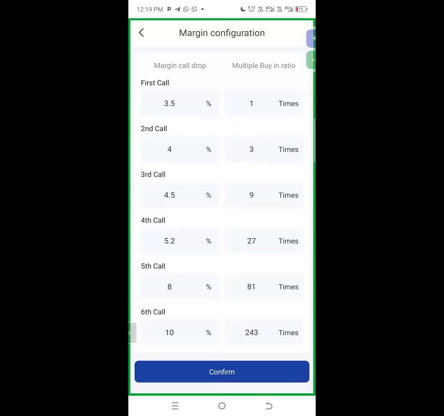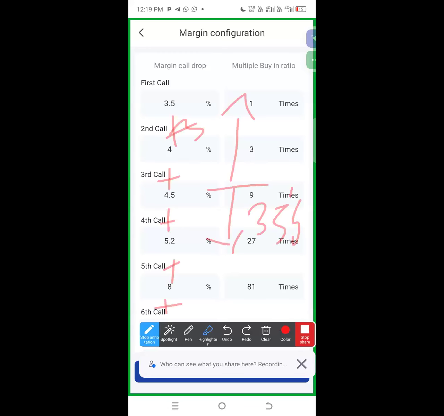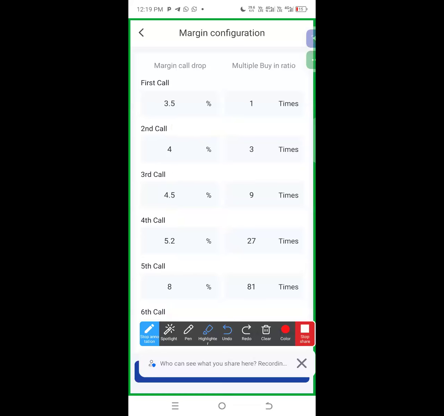So the first one was 3.5, plus 0.5 is what gives you 4, plus 0.5 is what gives you 4.5. Right? So from the first to the fourth call, it was using an interval of 0.5. I don't know if you get it. If you study this trend, this was an addition of 0.5, that gave you 4, plus 0.5 gives you 4.5. Right.